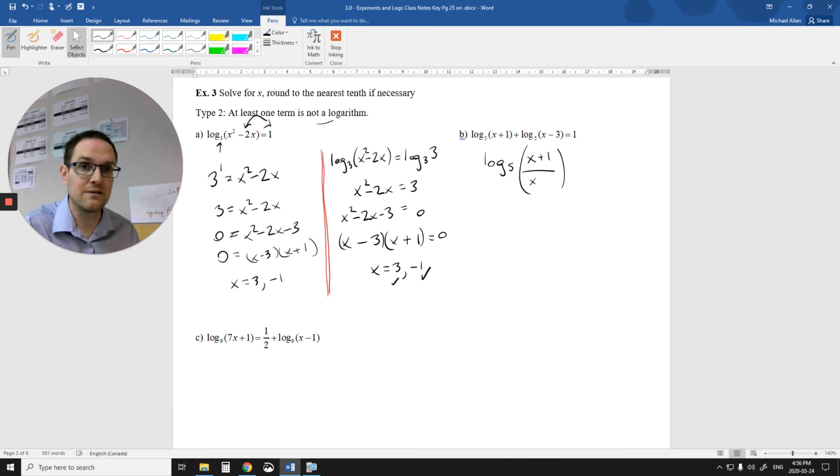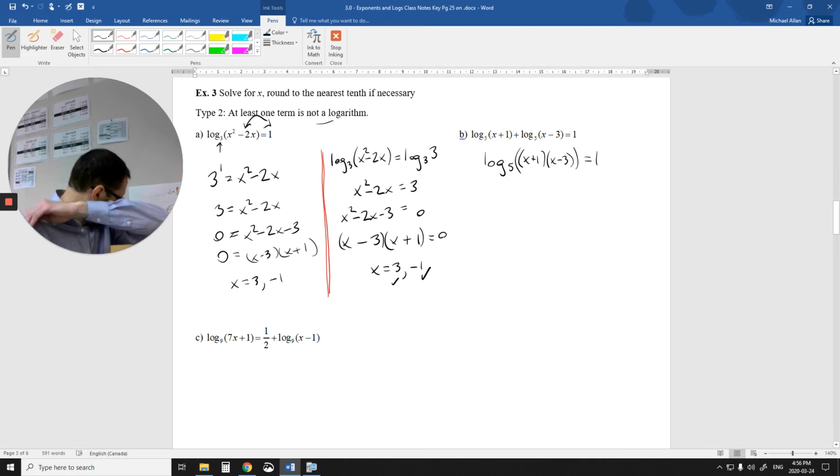Oh, I don't know why I'm doing the divide rule here. I'm talking too much while I'm doing this. Sorry, excuse me. We're going to multiply these two because they were adding. Oh, I'm going to sneeze. Excuse me. Is equal to 1.